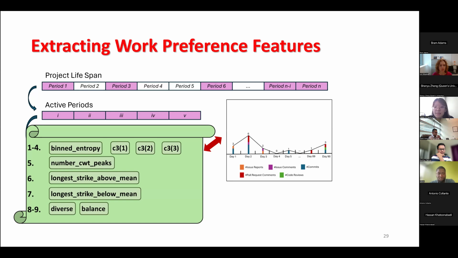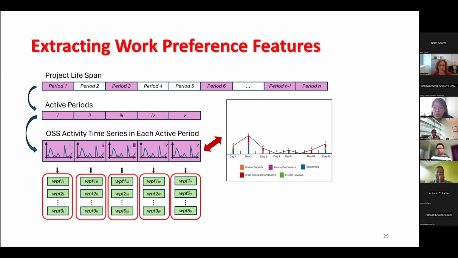And then we extract the time series features from the time series we just built. We extract 9 features in total. You can see the first 4, they're entropy, C3, measures the complexity of the time series. The higher feature value means more complex contribution dynamics. And the number of peaks measures the peak contributions in the entire time series. The longest strike above and below mean measures the length of continuous high contribution and the length of continuous inactivity. And diverse and balanced measures the number of different types of contribution and the balance of the contributions the contributor made in this period. And in the end, for each contributor, we extract 9 work preference features for each period.